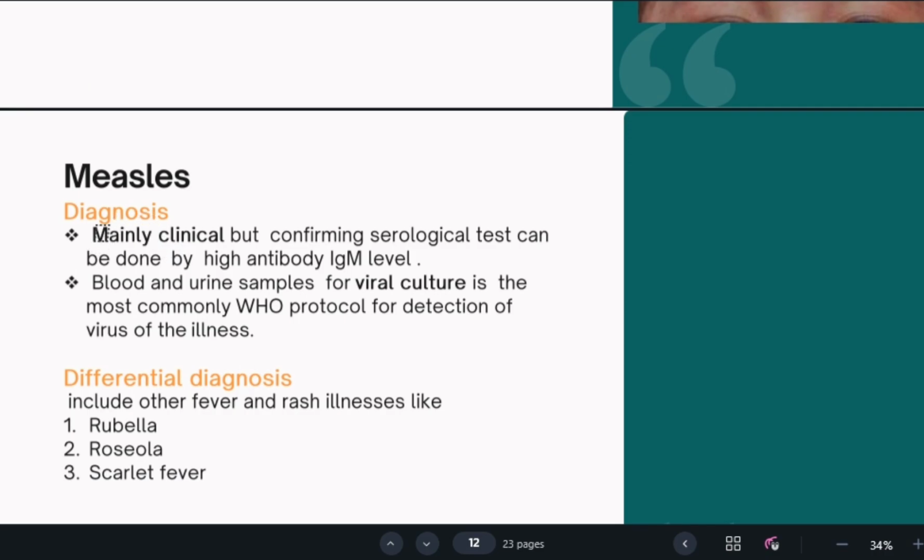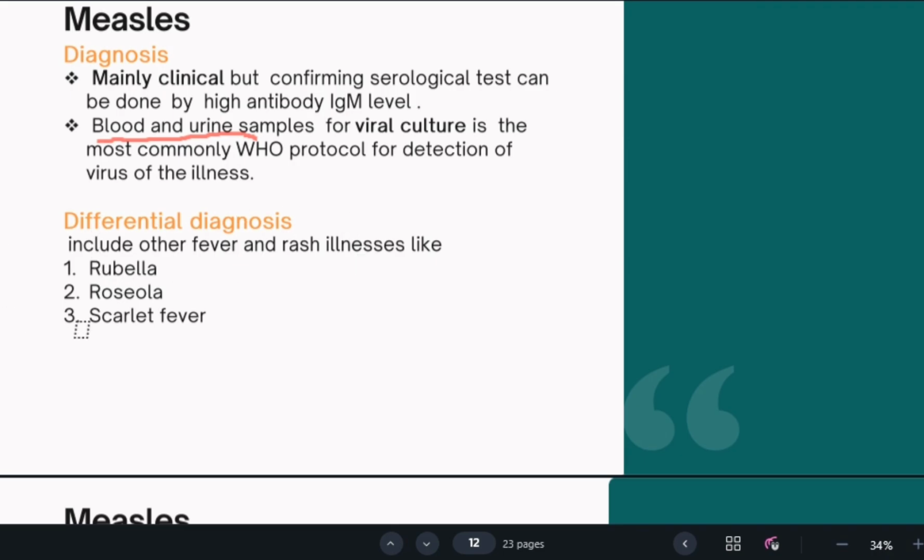Diagnosis is mainly clinical, meaning by examination and history we know that this is measles, but a confirming serological test can be done: high antibody IgM level, immunoglobulin M level, in blood and urine sample. Sometimes they do culture. Blood and urine are the base samples per the WHO protocol for detection of the virus. Differential diagnosis: other diseases that present with fever and rash are rubella, roseola and scarlet fever.